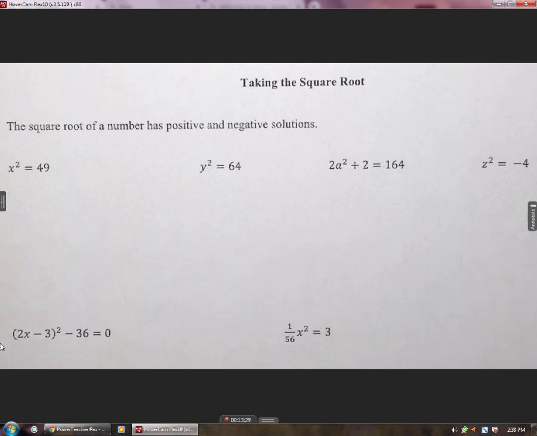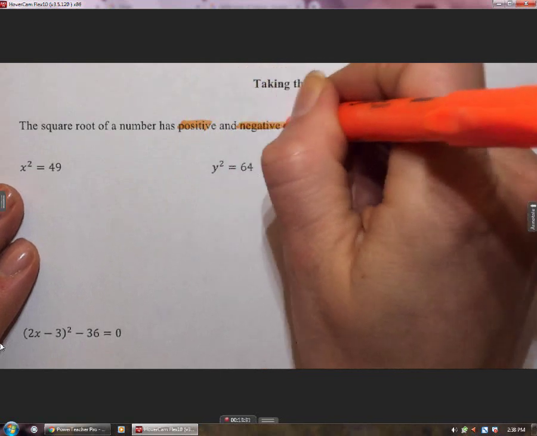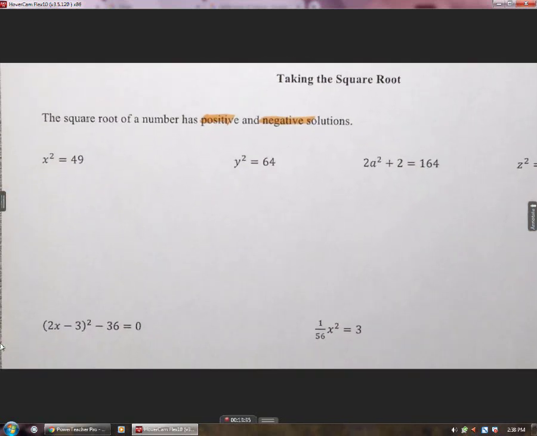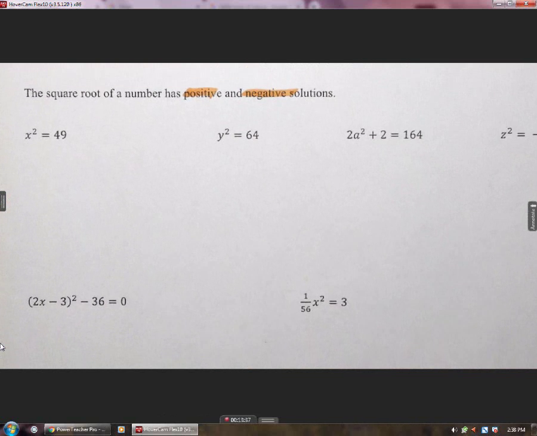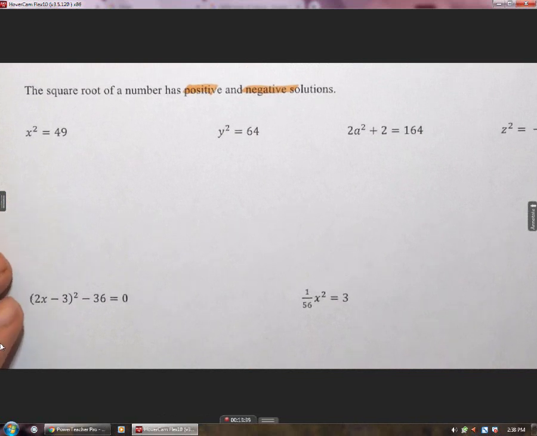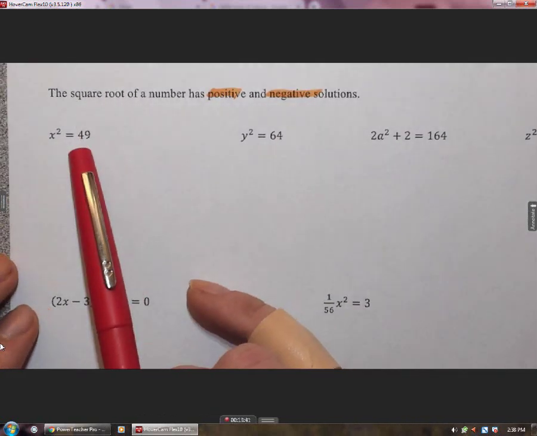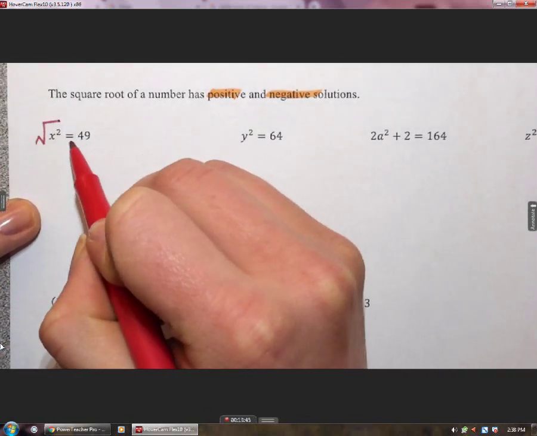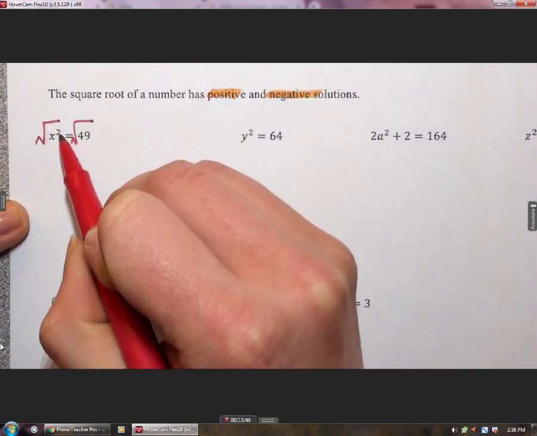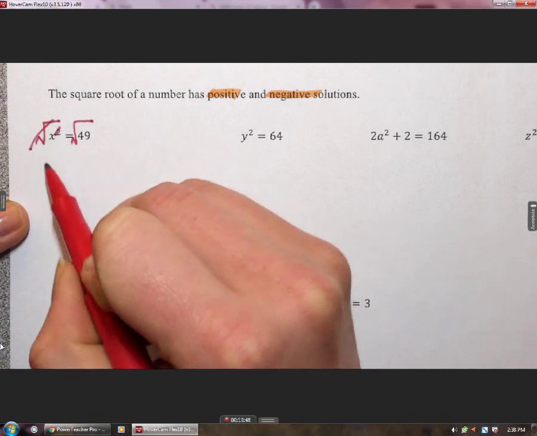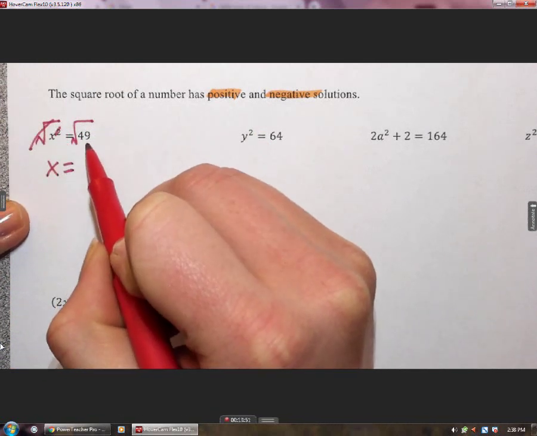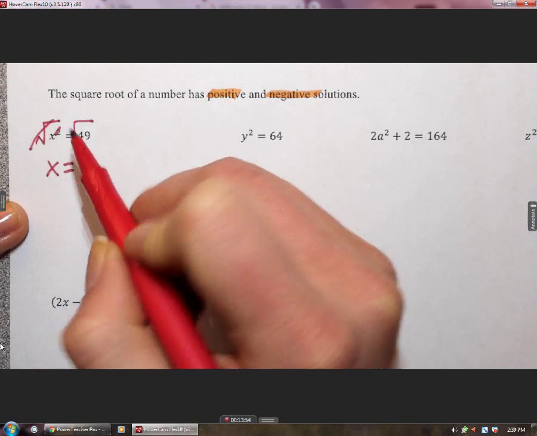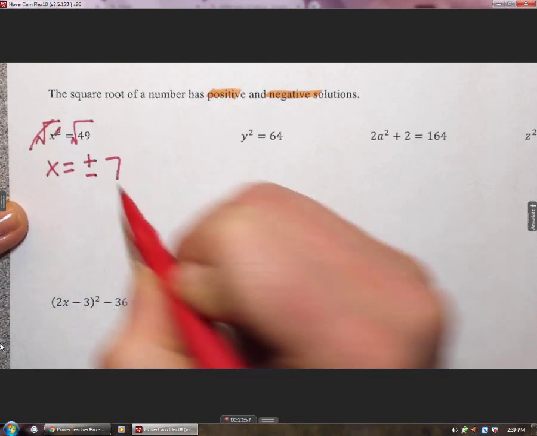The square root of a number has a positive and a negative solution. Do not write down every single one of these. I'll tell you which ones to write down. You can just watch this part for now. What it means is if you take the square root of this, that cancels out the squares, right? So you'd have x equals, it's not just 7 though. Your calculator, when you type that in, only gives you 7. It actually is plus and minus 7.